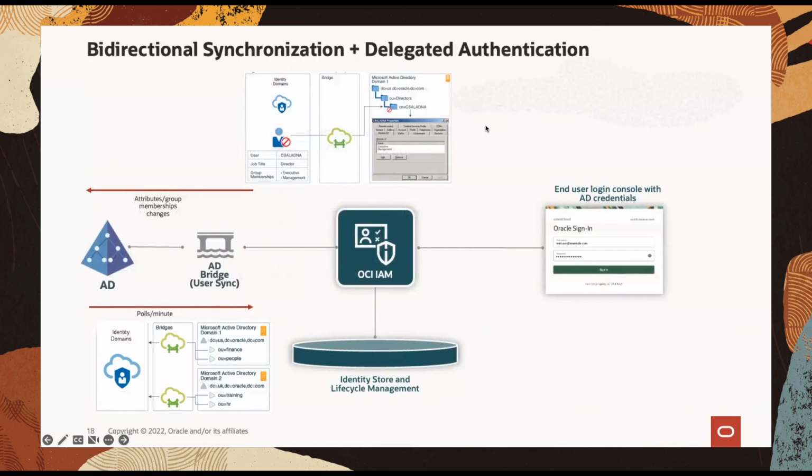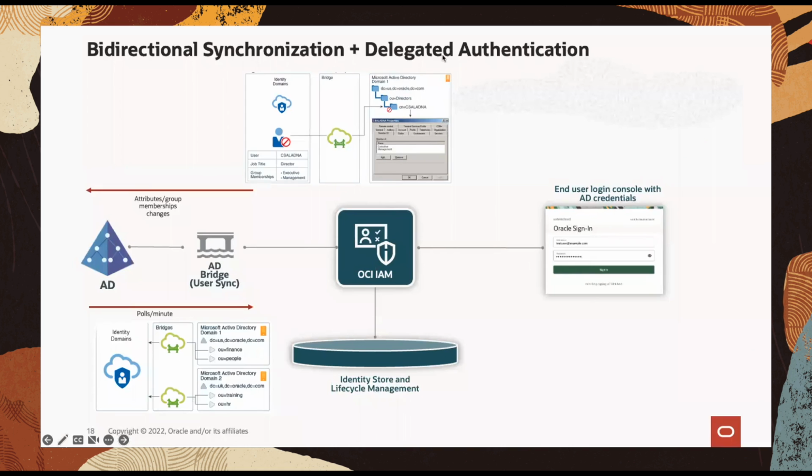Okay, so this is one of the flows, right? We've talked about delegated authentication. We got to know that if the user is present in Active Directory, using the AD bridge I can synchronize them to the OCI IAM. So once the user is inside the OCI IAM, how do I make my user log into the OCI? Or, for instance, into any application that has been protected with the OCI IAM, right? So how can I achieve this?